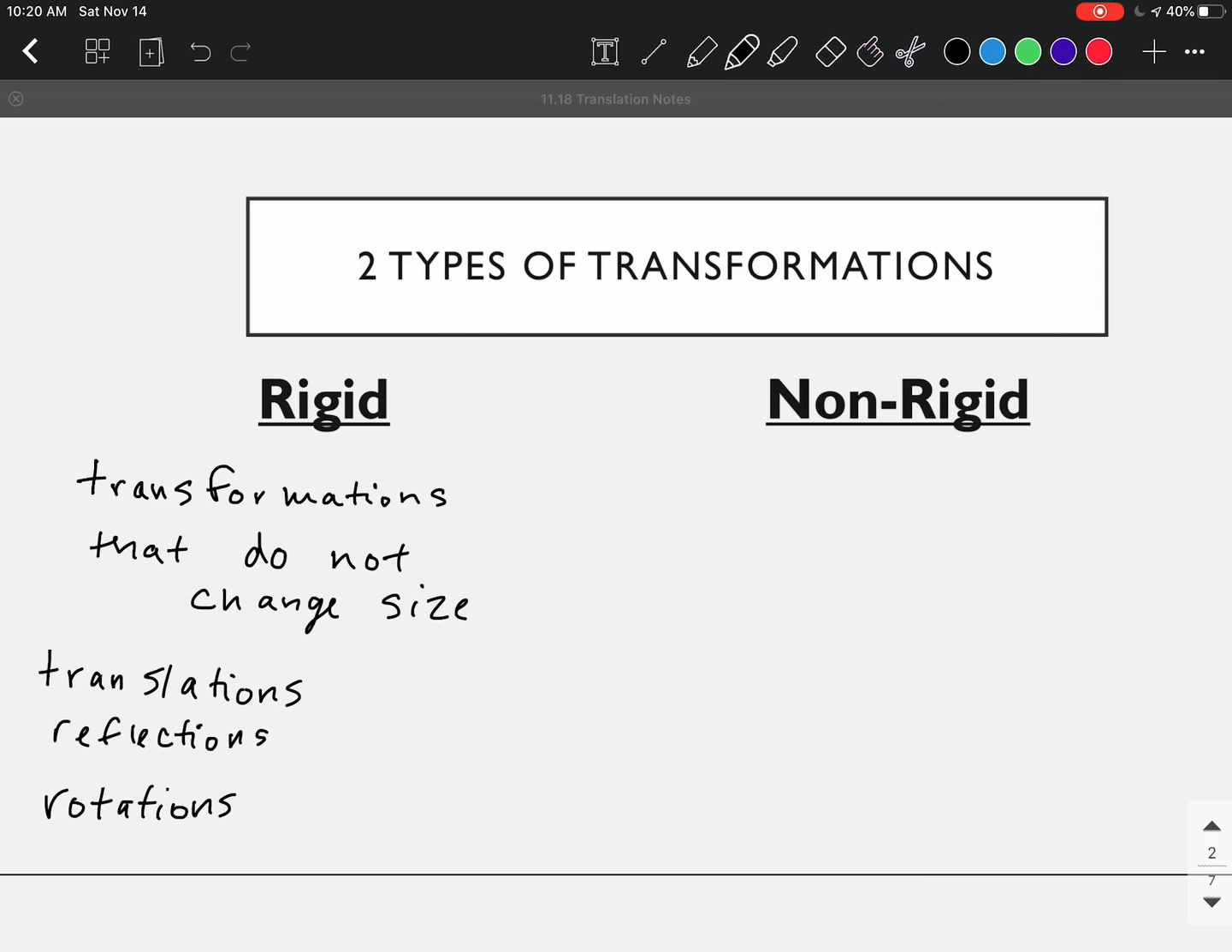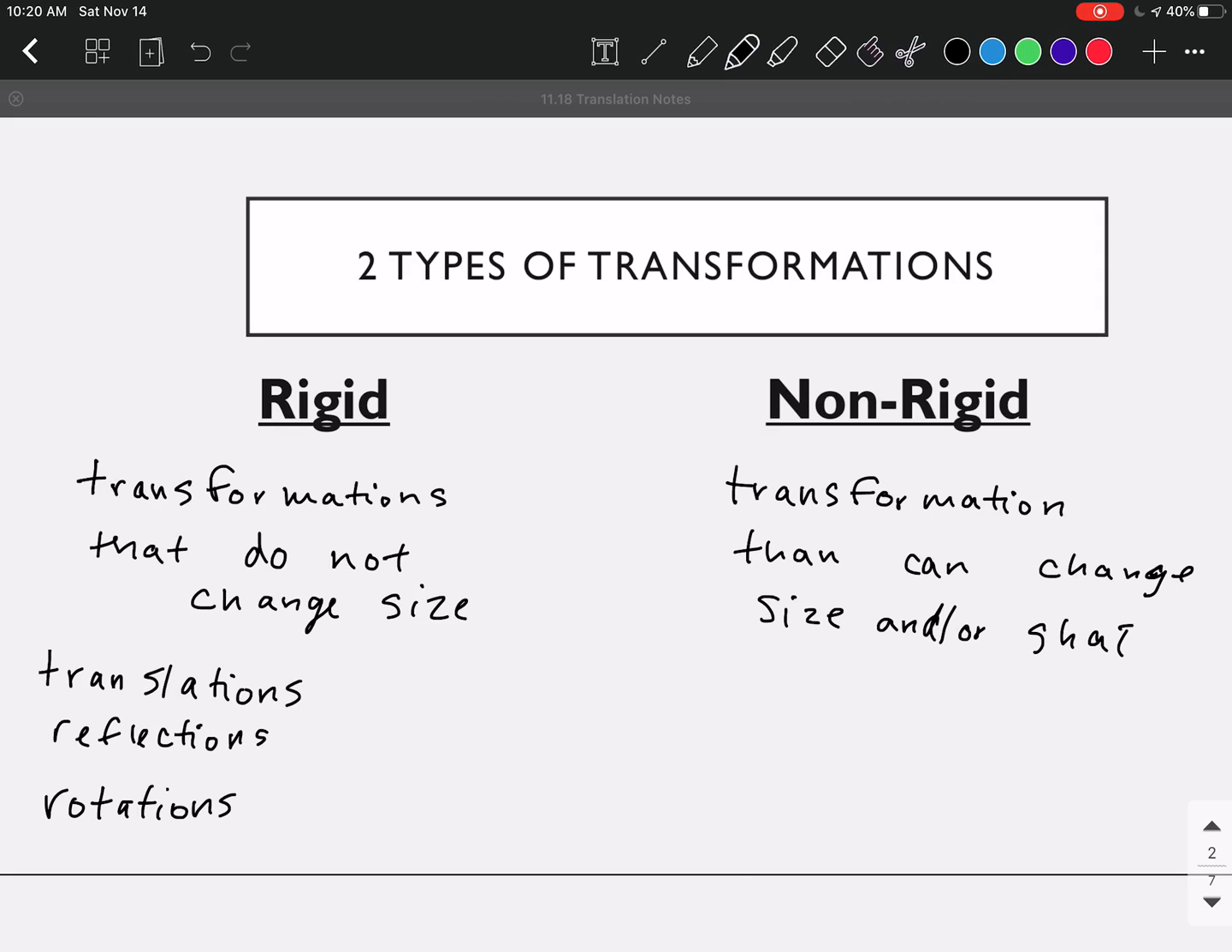Non-rigid transformations are transformations that can change size and or the shape. And we'll have two different options for those. Ours will be dilation as well as a shear.